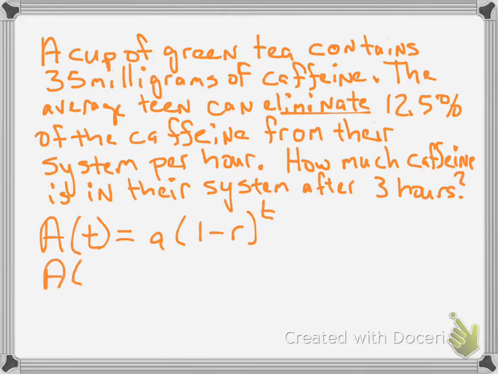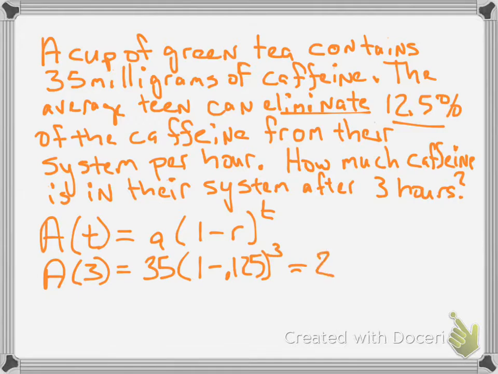So now I'm saying A of 3 hours, and I'm going to say 35 milligrams. That's how much I have initially. 1 minus the 12.5%, which I'm going to change to a decimal, 0.125, raised to the 3rd power. There's my function. If I press enter on 35 times 1 minus 0.125, raised to the 3rd power, I get 23.4473 milligrams. So I drank 35, and 3 hours later, there's still 23 milligrams of that caffeine in my system.